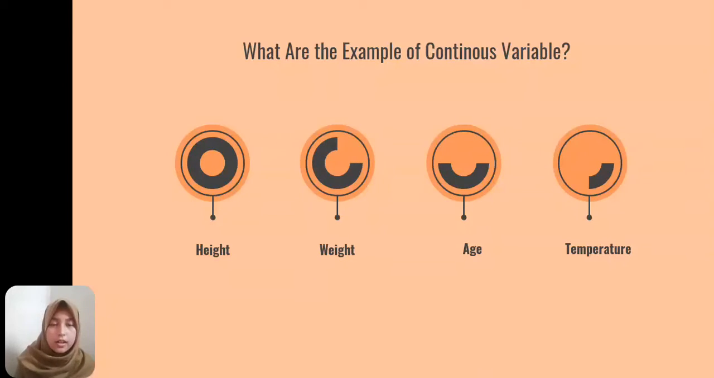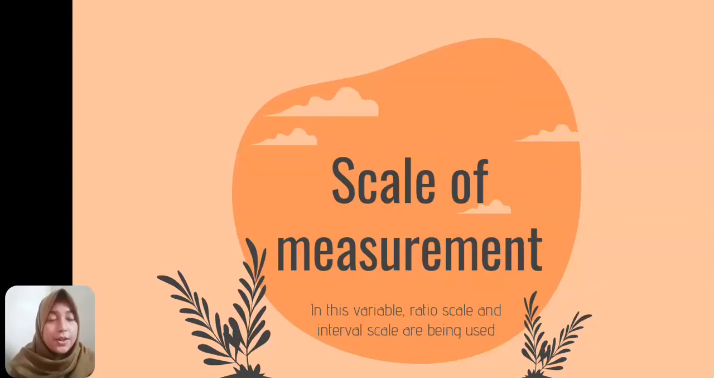On the scale, it might appear about 52.90 or 51.40 and so on. That's the example of a continuous variable. So the number is unlimited. And here we have a scale of measurement.